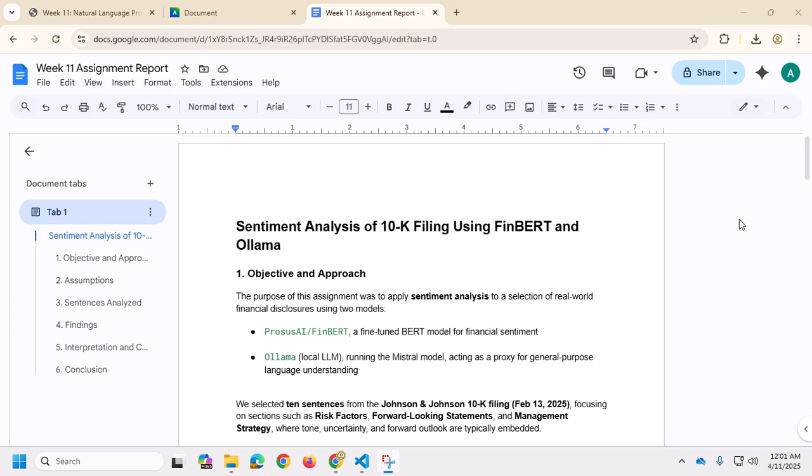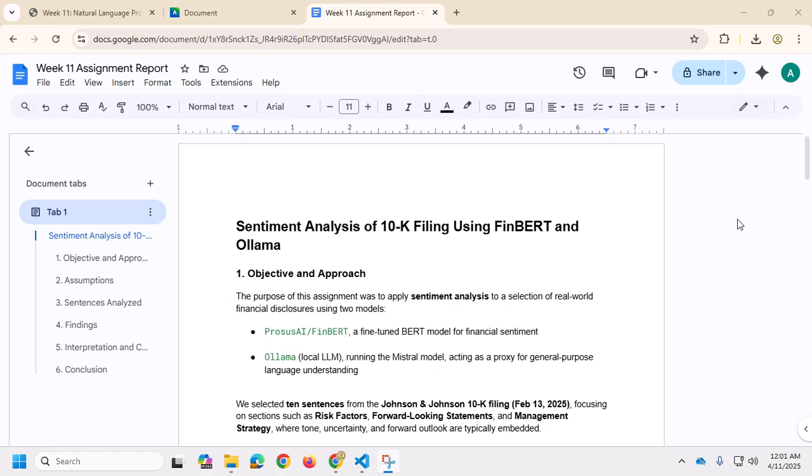In this one, we were doing the sentiment analysis of 10K filings. Basically, we had to select a company and get the 10K filings report for that one, and then select certain parts of the 10K filing reports that we wanted to do a sentiment analysis on.